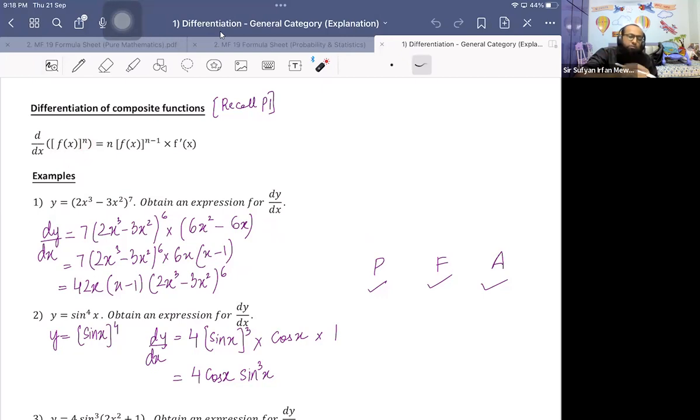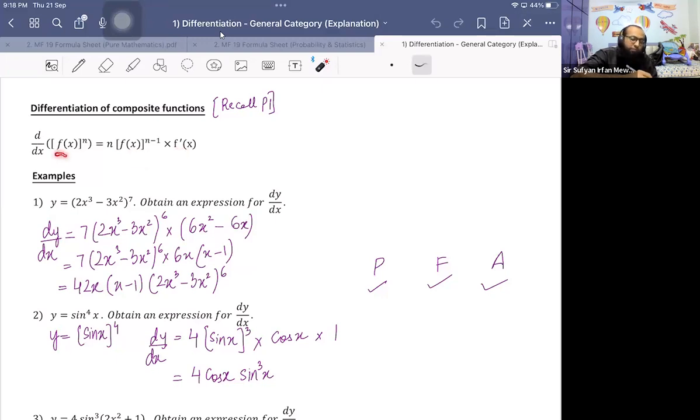Firstly, we deal with the power. So dealing with the power means multiply the power, and subtract the power by 1. During this process, when we are dealing with the power, the function within the bracket remains intact. It remains the same. Do not touch the function. And then at the end, the differentiation of the function within the brackets is multiplied.